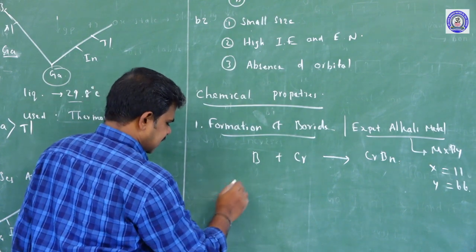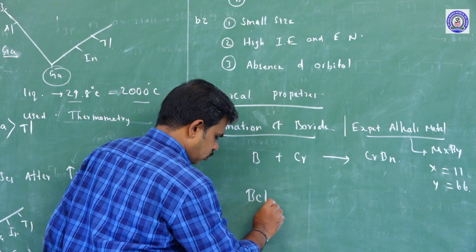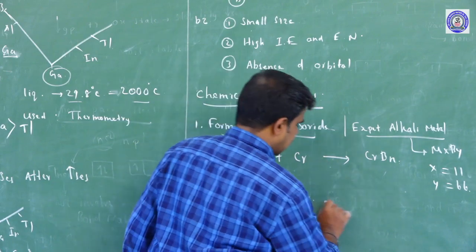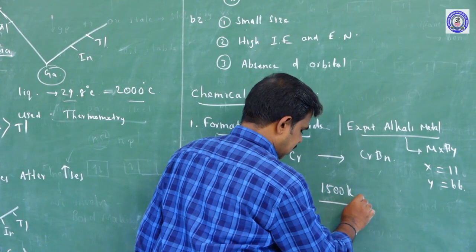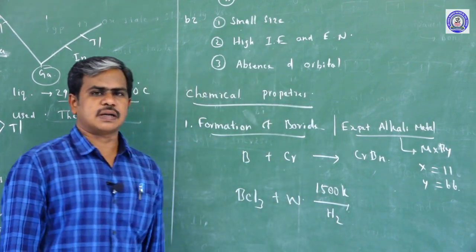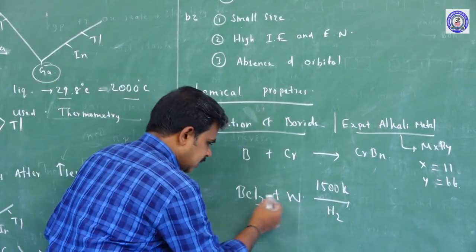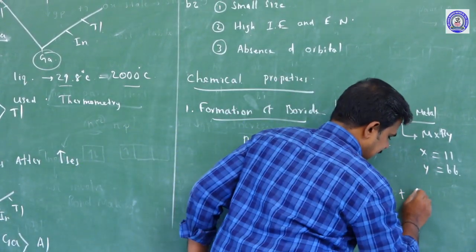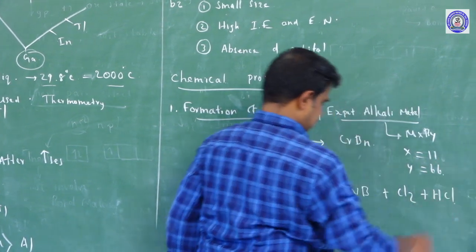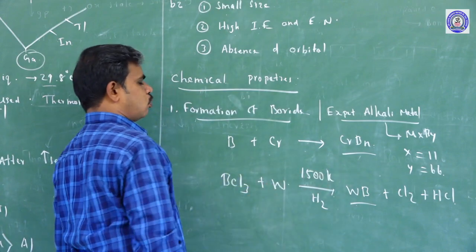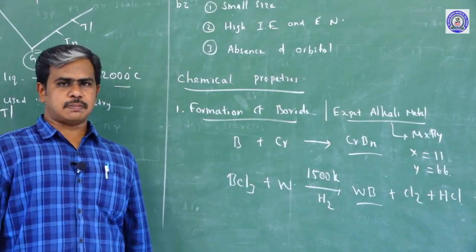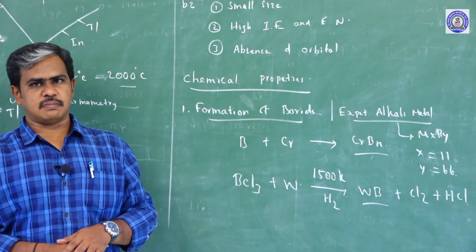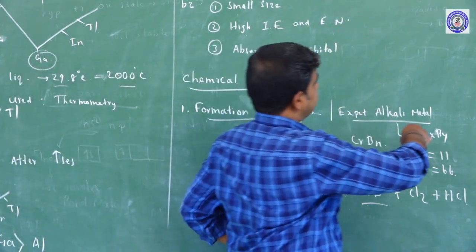And the second one, we take BCl3, boron trichloride. Boron trichloride is reacted with tungsten at 1500 Kelvin in the presence of hydrogen. Here we get tungsten boride, and chlorine is evolved and forms HCl. So here also a boride is formed. So formation of boride happens in two ways: direct combination and from BCl3. Okay.